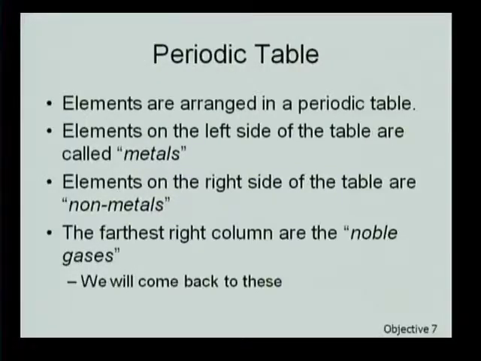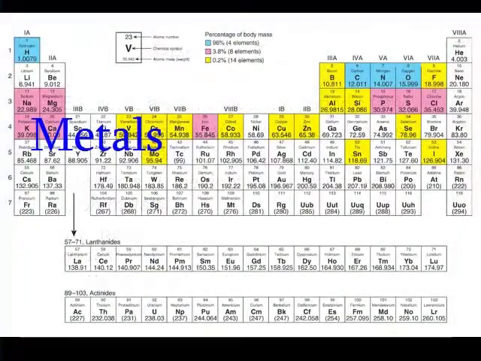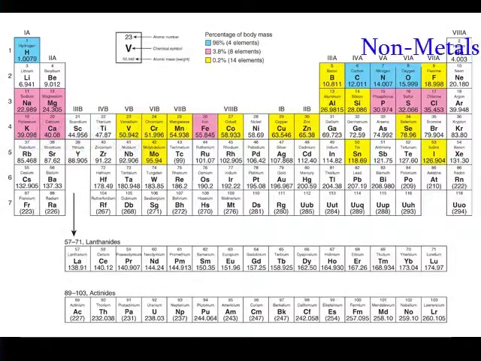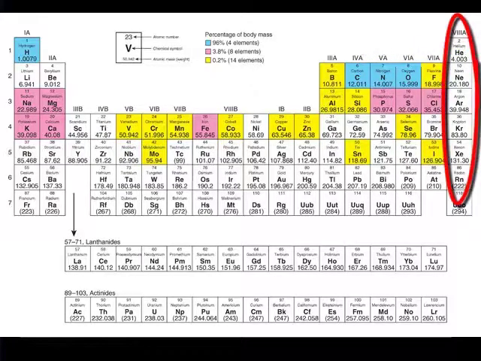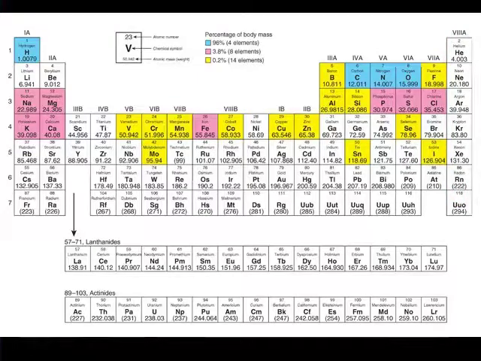The elements that we learned earlier are arranged in a periodic table. The elements on the left side of the table are called metals. The elements on the right side of the table are called nonmetals. The farthest right column are the noble gases. I'm going to go to the periodic table that you have in your book, both in the study guide, but also in the textbook. Notice that the only elements that we're asking you to learn the names and symbols of are the elements that are in these colored blocks: the major elements, the lesser elements, and the trace elements.